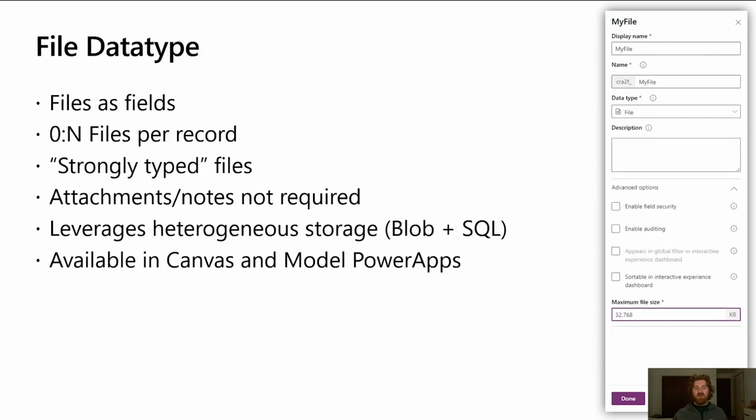On top of this, we also have enhanced file capabilities with our file data type. This allows you to use files just like any other field with 0 to many files per record. You can have files on a record that are strongly typed. You don't need to work with attachments or notes if you're familiar with those things from your past time working with CDS. It leverages, once again, that heterogeneous storage technology behind the scenes, but you don't have to worry about that. And it's available in Canvas as well as model-driven Power Apps.